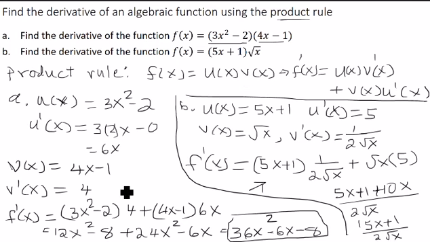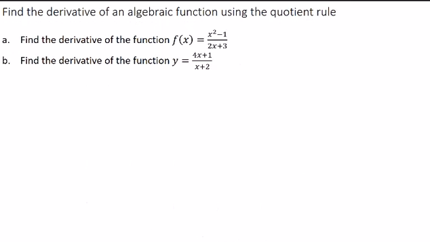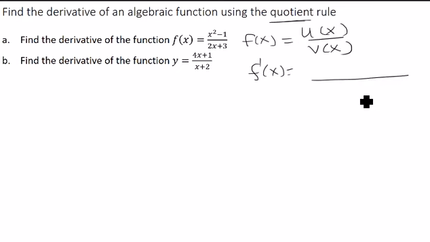Well, let's look at another set of problems here. This time we're going to look at the quotient rule. So what is the quotient rule? The quotient rule says if you have f of x equals a quotient u of x over v of x, then the derivative of that function is going to be v of x squared in the denominator, and v of x on the top times u prime of x minus u of x times v prime of x. So that's the formula that you need to remember.